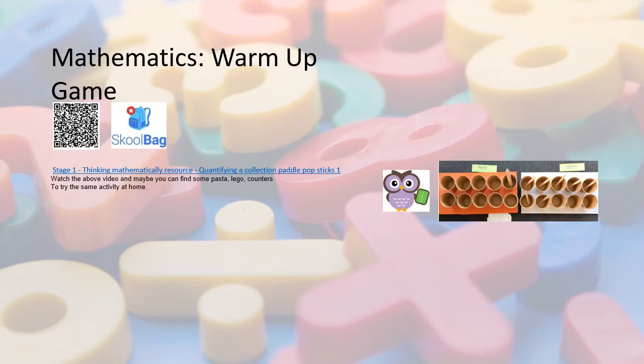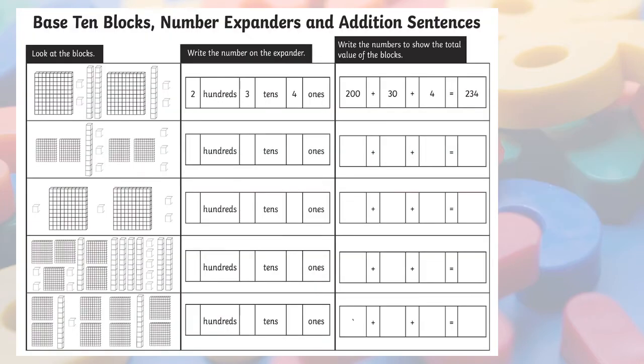So, in your work booklets, you will see that you have got this page, and this is your warm-up page. Now, this goes with pages 6 and 7 in your work booklet for this week. So this is what the page looks like. You will notice at the top the title is Base 10 Blocks, Number Expanders and Addition Sentences. And you can see that all the examples are broken up like that.